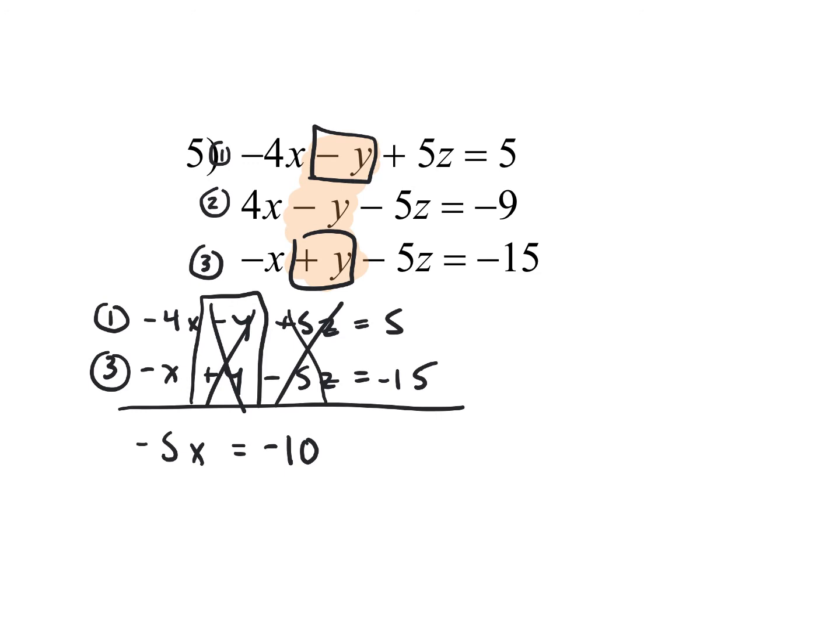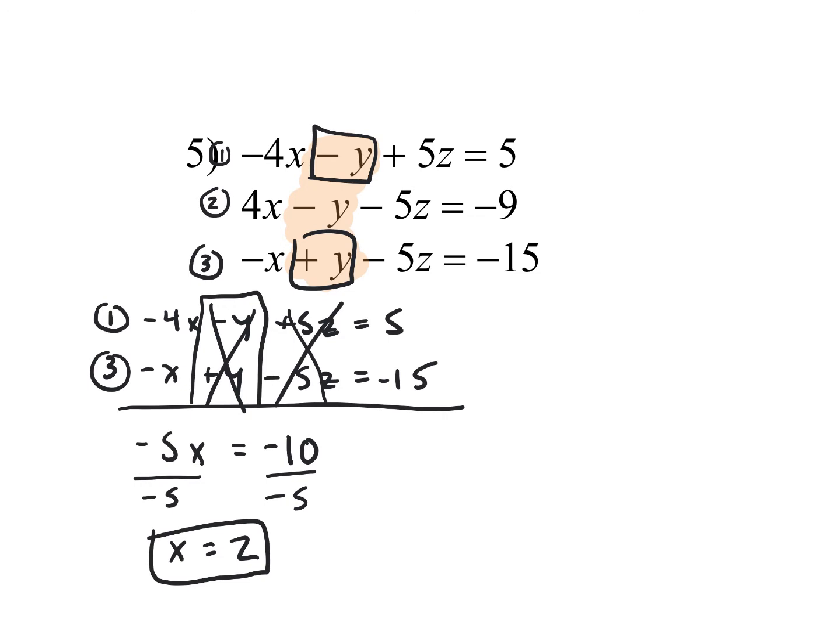Here I only have one variable, so can I solve for x? Yeah. What do I have to do to solve for x? Divide both sides by negative 5. Awesome. So what's x equal to? 2. So x is equal to 2.